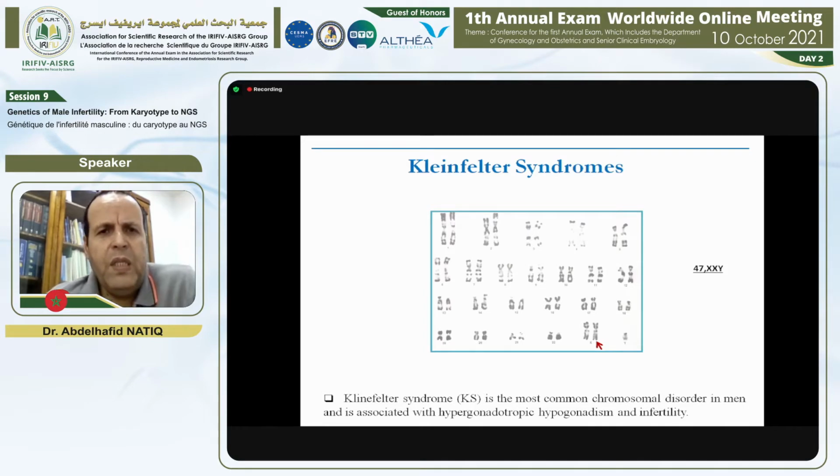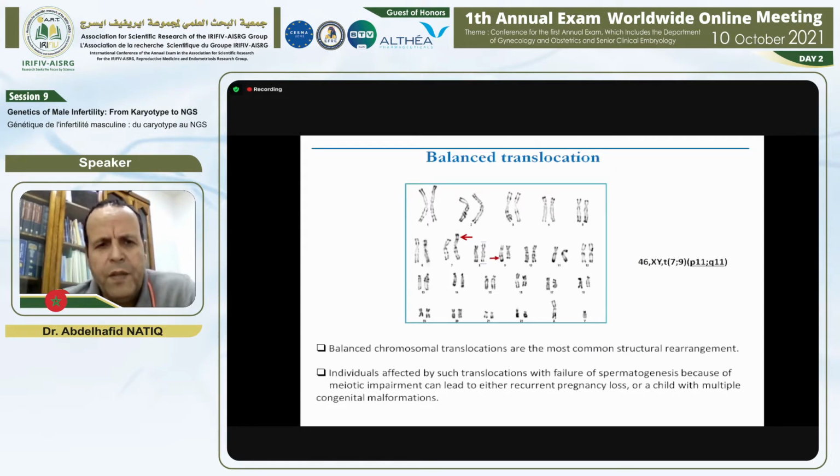Now we show the most common chromosomal disorder in men, Klinefelter syndrome, which is associated with hypogonadotropic hypogonadism and infertility. We can find it in homogeneous form or in mosaic.